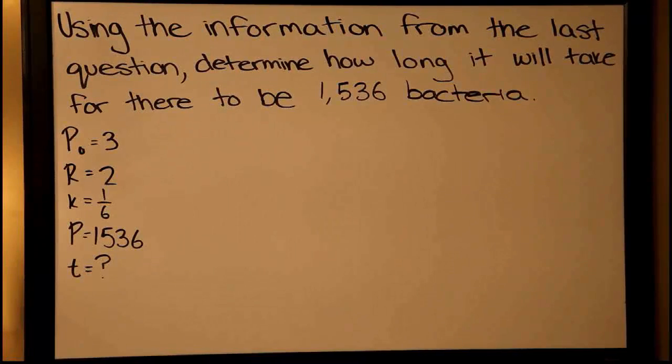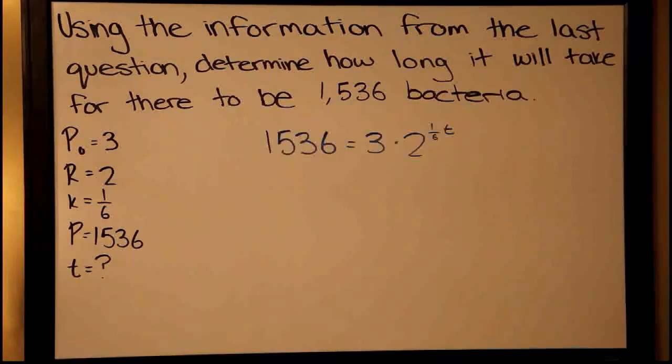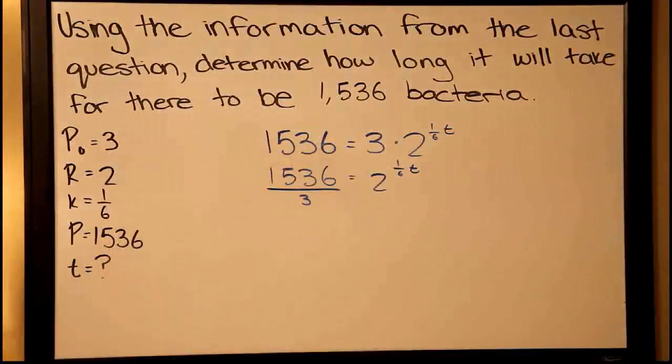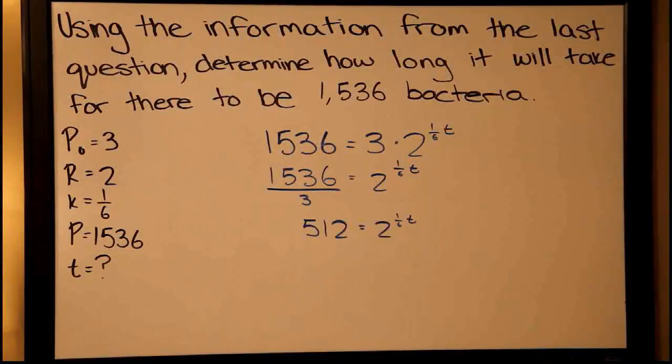A potential question could be when you're given the final amount but are asked to solve for another variable. In this example, you're given the final amount, which is 1,536 bacteria, but are asked to find the time. Here all you have to do is sub the numbers into the equation and solve for the unknown variable using exponent laws.